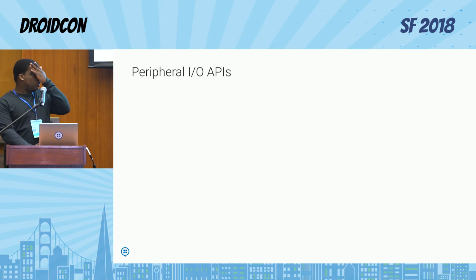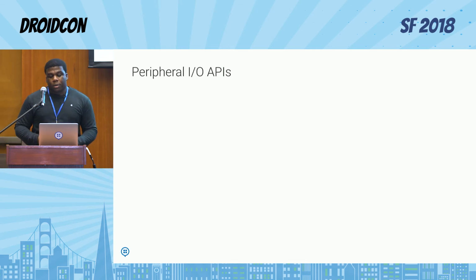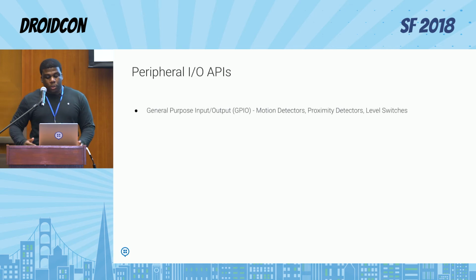So earlier I spoke about the Android Things support library, and we're going to go a little bit into the peripheral I/O APIs that the Things support library includes. The first thing is GPIO, which is general purpose input/output. The hardware devices you'd use this API to support would be motion detectors, which are pretty straightforward. They're usually pretty binary: either the voltage is high or the voltage is low, and then it flips depending on the use case.